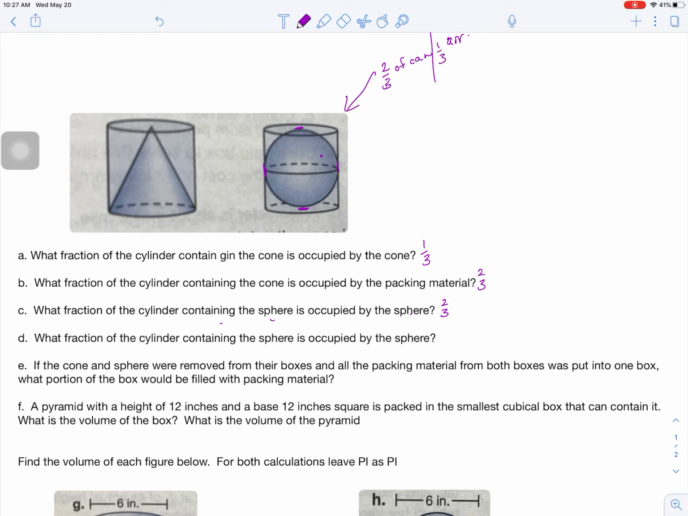What fraction of the cylinder containing the sphere is occupied by the packing material? That's 1/3. If the cone and sphere were removed from their boxes and the packing material from both boxes were put into one box, how much packing material would there be? So we have 2/3 plus 1/3 equals 3/3, so the whole box.